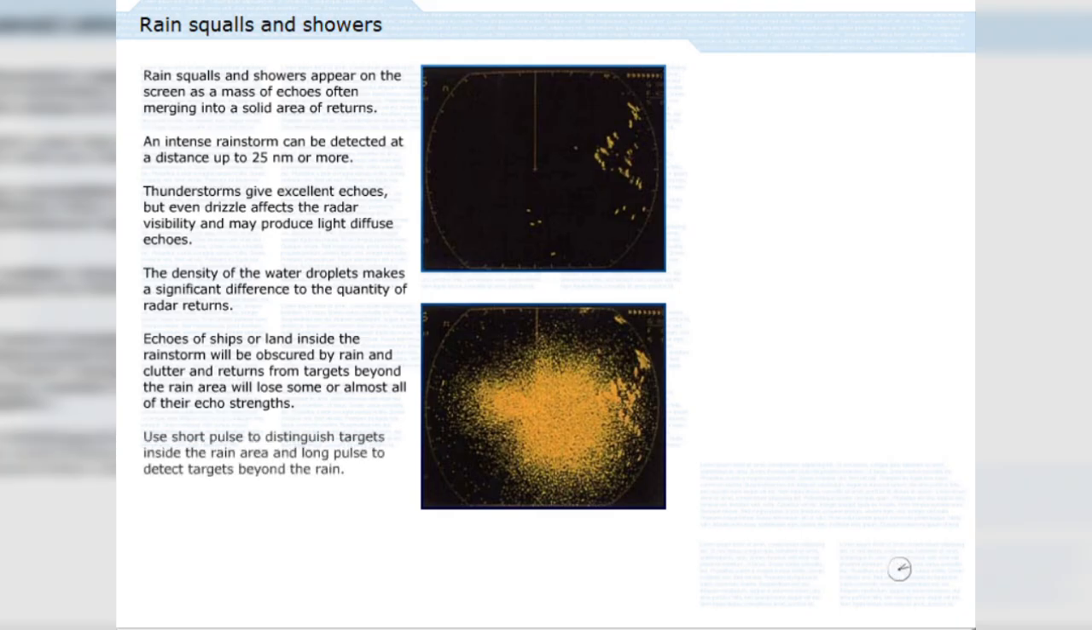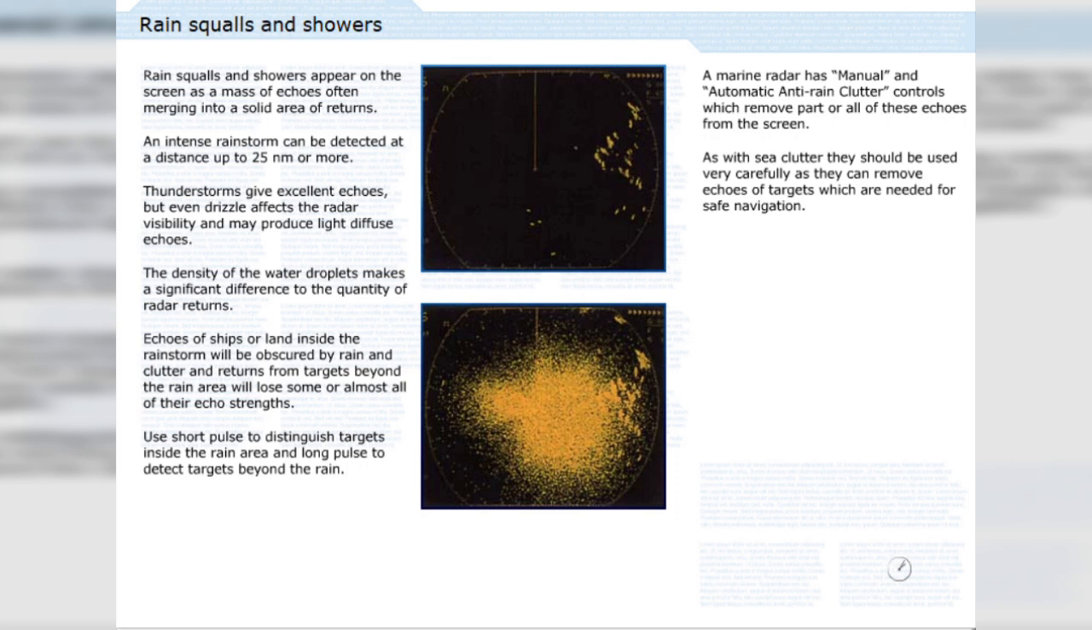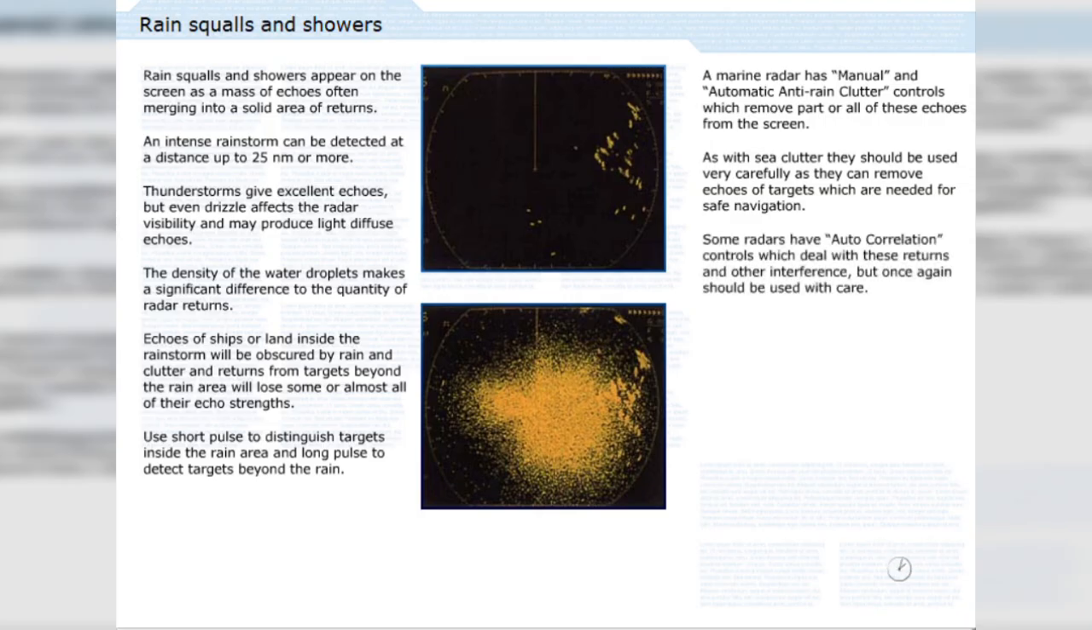Use short pulse to distinguish targets inside the rain area, and long pulse to detect targets beyond the rain. A marine radar has manual and automatic anti-rain clutter controls, which remove part or all of these echoes from the screen. As with sea clutter, they should be used very carefully, as they can remove echoes of targets which are needed for safe navigation. Some radars have autocorrelation controls, which deal with these returns and other interference, but once again should be used with care.